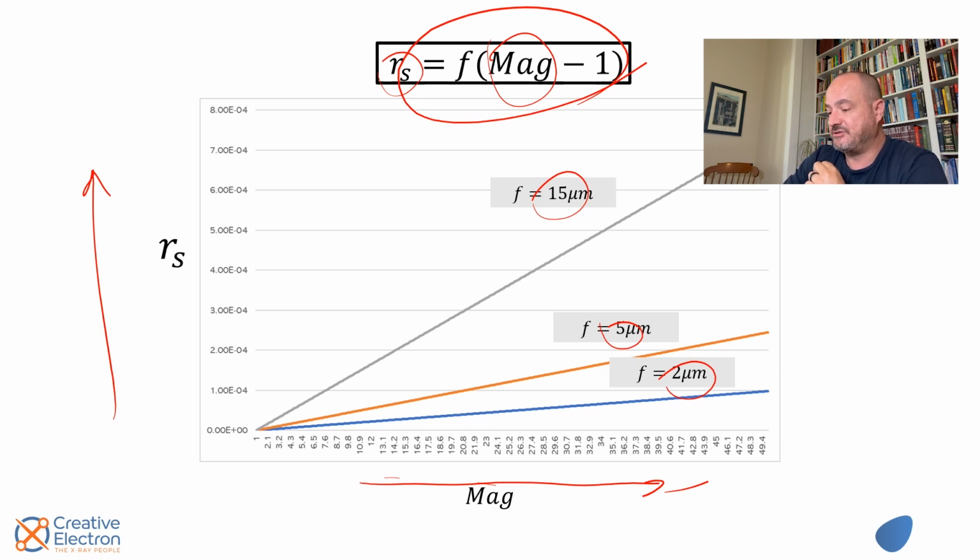Linearly. And as you can see, when magnification is 1, meaning that the sample is right on top of the detector, the resolution is 0. It's perfect. Why? Because right now we're assuming that we have an ideal detector, and that's why all these lines start at 0. I hope that makes sense.